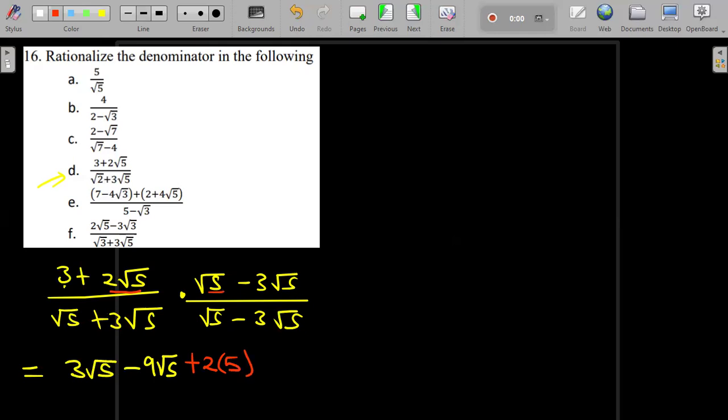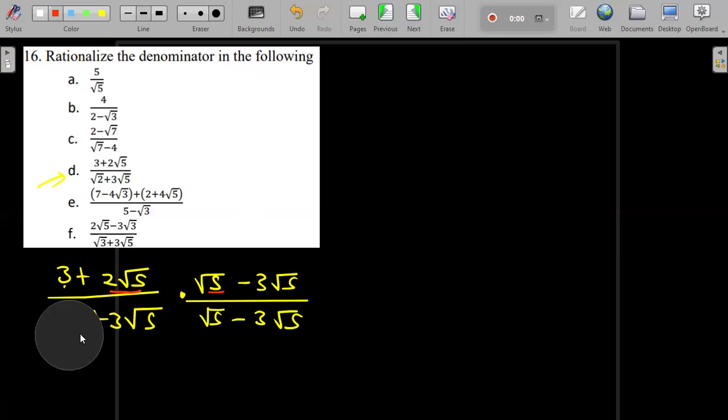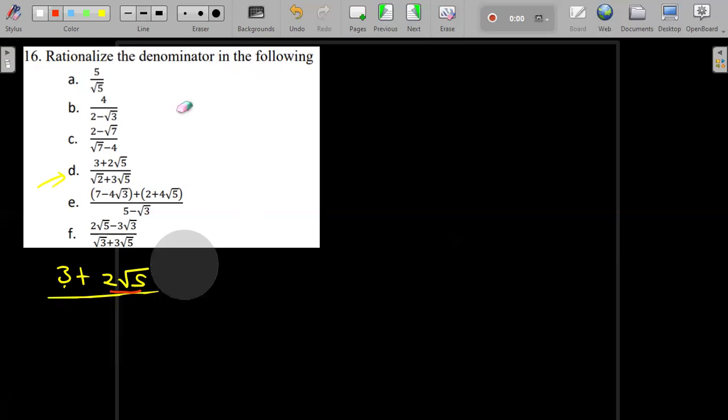Here, the denominator is root of 2 plus 3 root of 5, but you've written root of 5 plus 3 root of 5. Oh, yeah, I see. Oh, I thought it was a root of 5. Let's change it. Okay, yeah, but the process is the same.